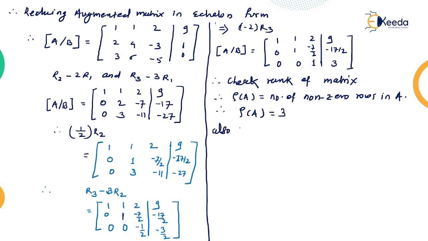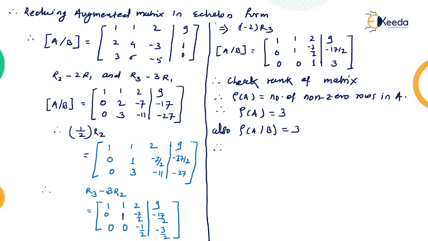Also you have to find the rank of the augmented matrix. The rank of the augmented matrix means the total matrix. Here, observe the total rows in the matrix; there are no zero rows. So it is also 3.